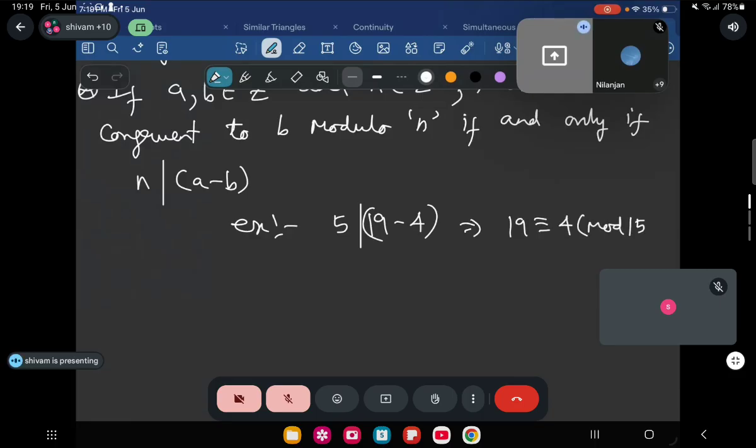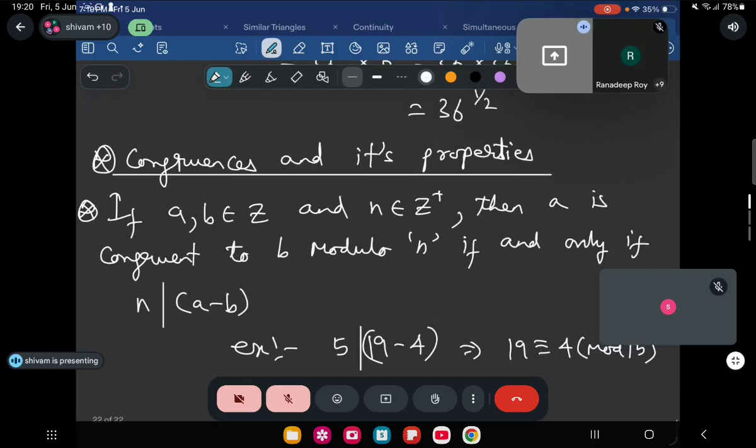Are you getting it? Very simple. So if you have understood, you give me one example. Sir, 5 divides 29 minus 4. What are you saying? You're just copying my example. Take some other mod.